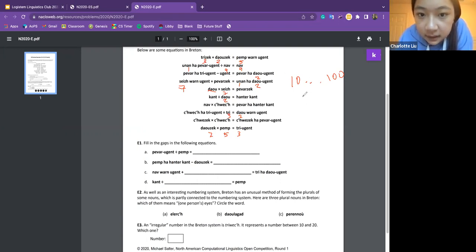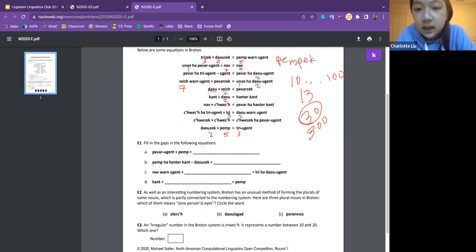Or it could end up being like 13 or 30 or 300. So in this case, it's actually not 30, even though this may seem like the obvious answer, because here it both ends in ek, which means that by that logic, the answer should be this, because this would be 50, so 5 times 10. But actually, it is the first one. So 13 plus 12 equals 25.